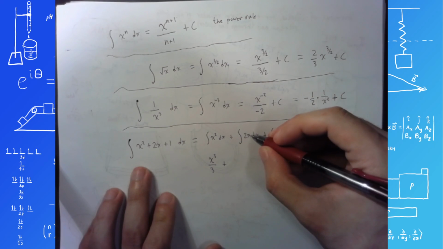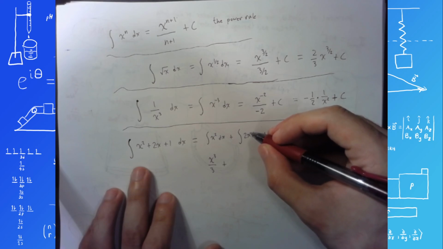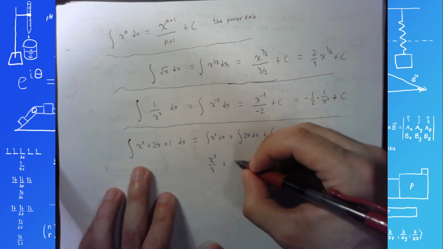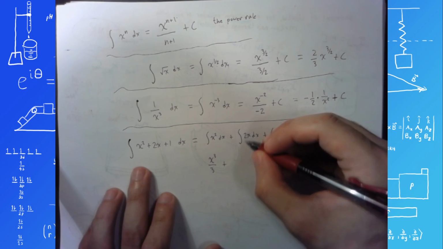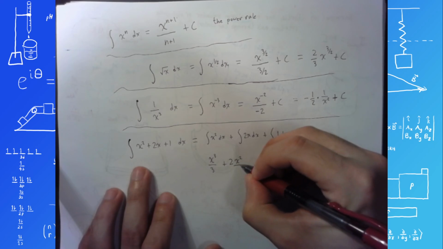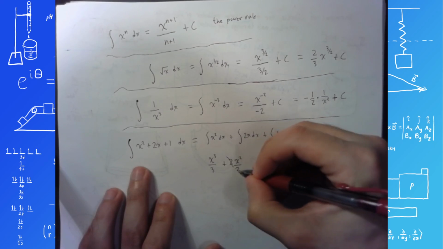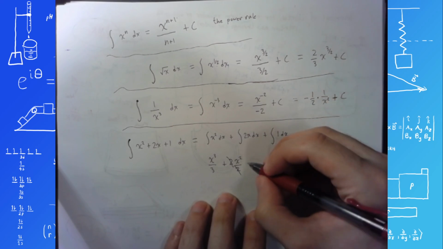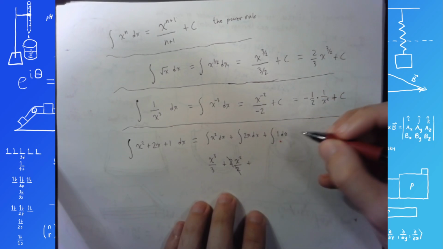plus 2x. Well, the 2 isn't really going to do anything. The x is x to the 1. It becomes x squared divided by 2, but we also have that 2 out in the front, so 2x squared over 2. The 2's will just cancel out there. Plus the integral of 1.